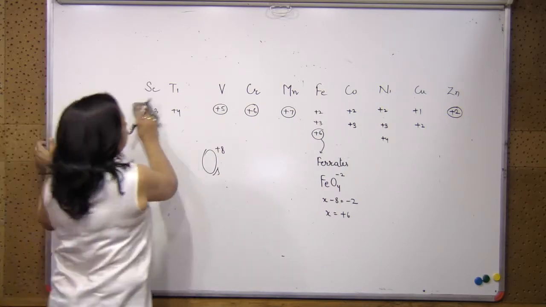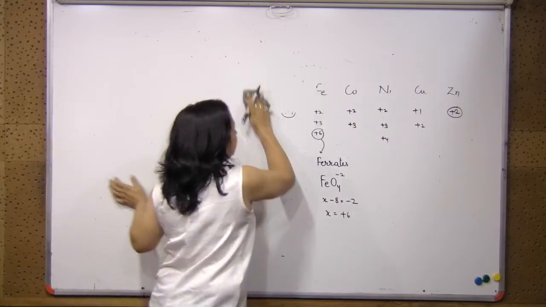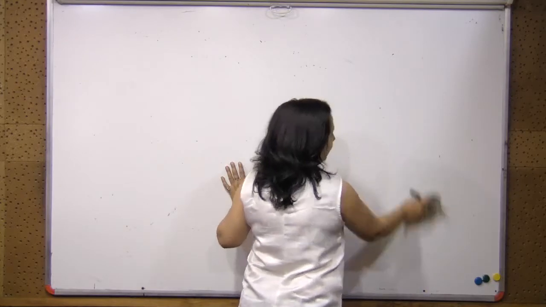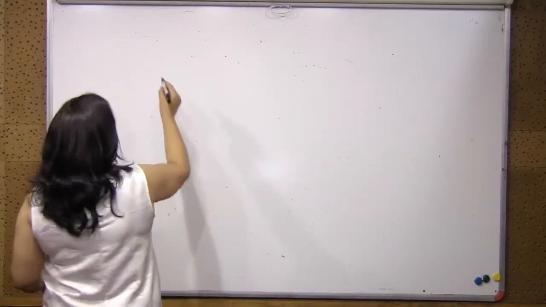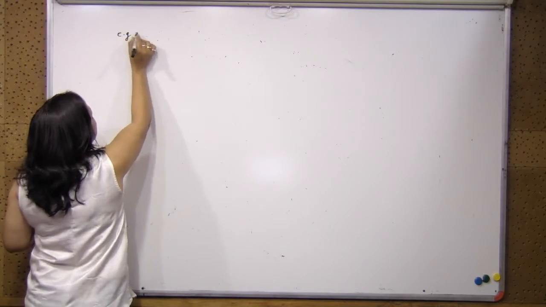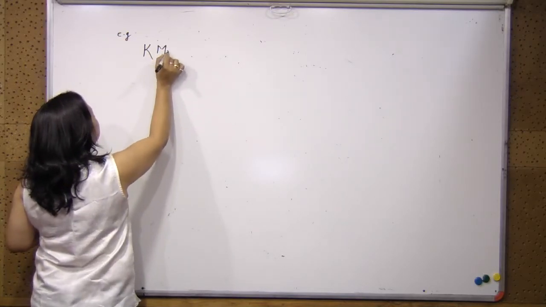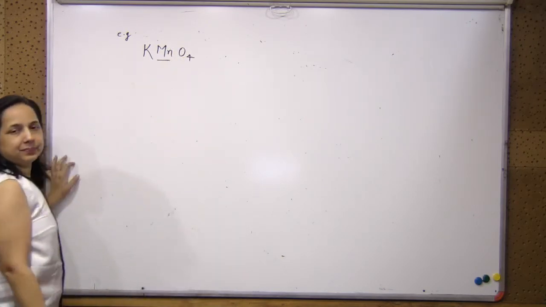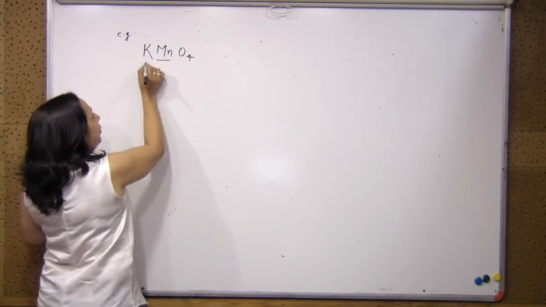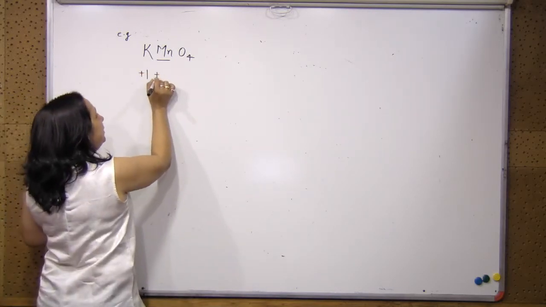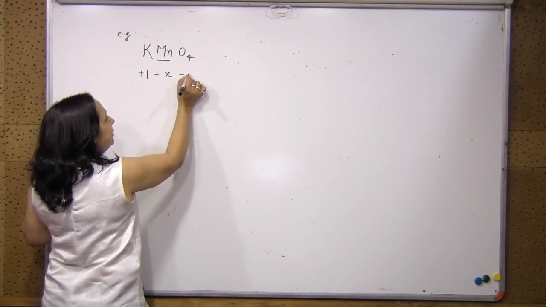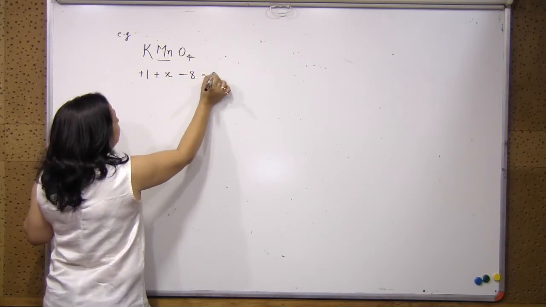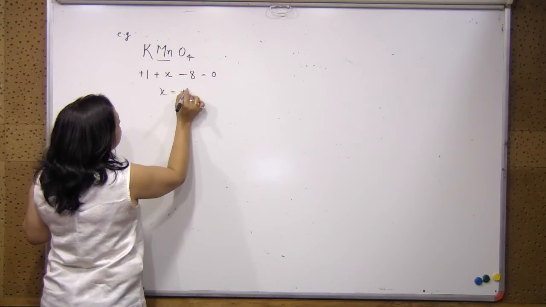Now let's calculate a few oxidation numbers in some compounds. For example, if KMnO4 is given and we want to calculate manganese. Potassium is always a constant +1. Manganese is X. Oxygen is -2, times 4, so -8. So 1 + X - 8 is equal to 0. X comes out to be +7.